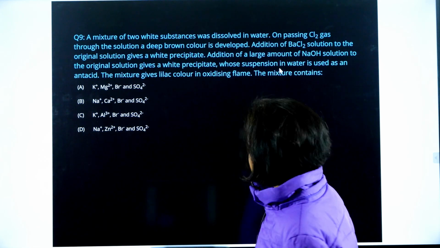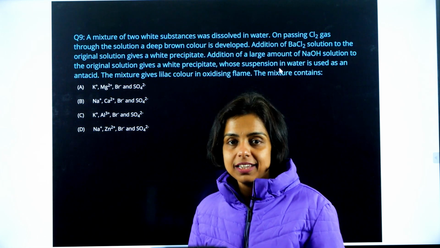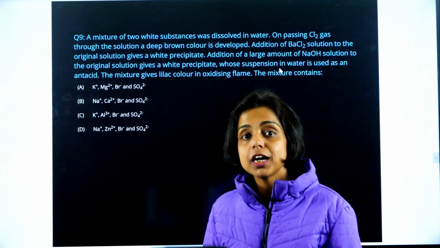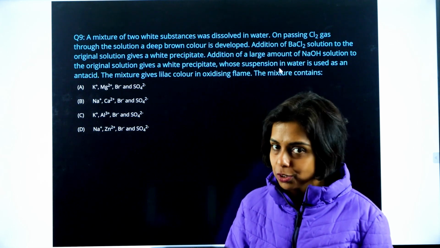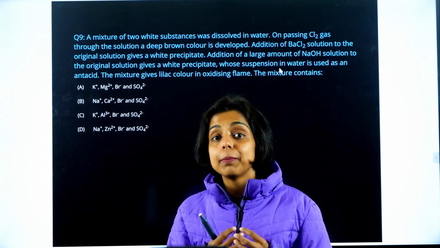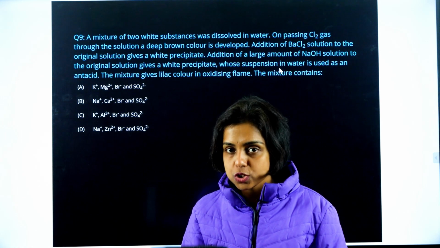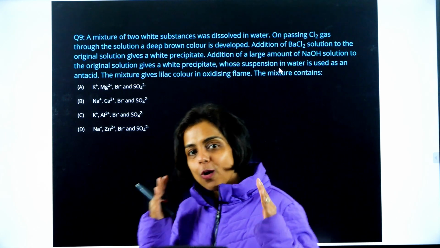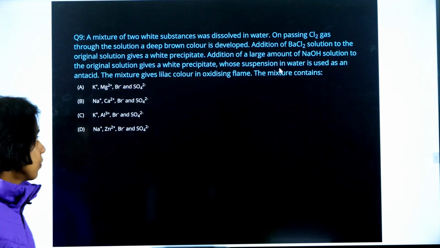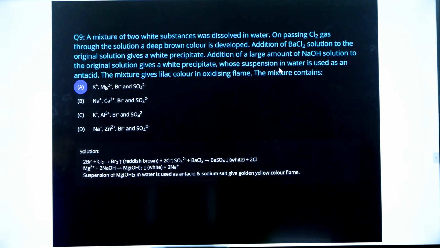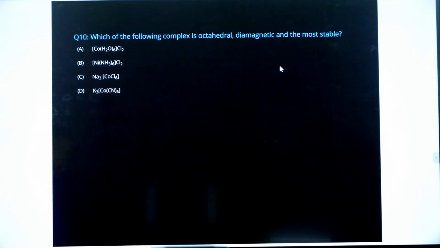Whereas that deep brown color is because of the bromine. When you add chlorine, the Br negative ion becomes Br2. So that is the deep brown color, you know. And barium sulfate, if you add barium chloride, the sulfate in the solution will form white precipitates of barium sulfate. So on the basis of all these observations, we can go ahead and mark our answer as A for apple, right? Done. Let's move ahead, guys.